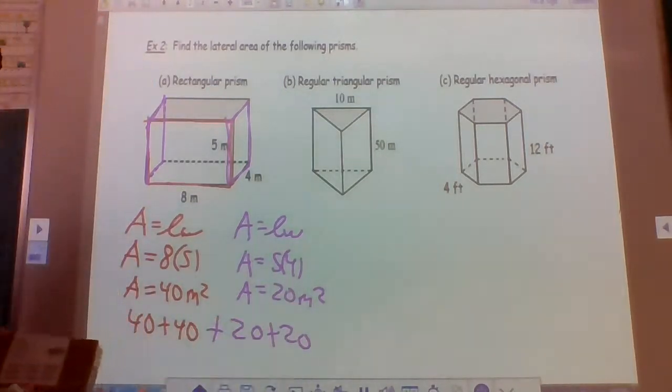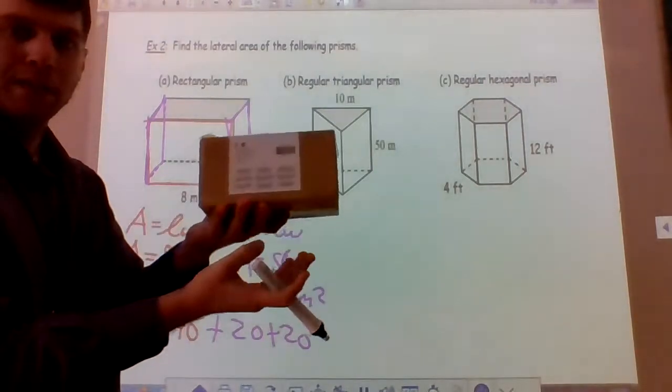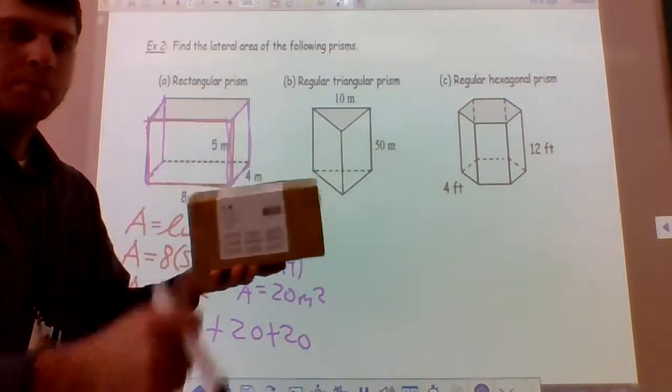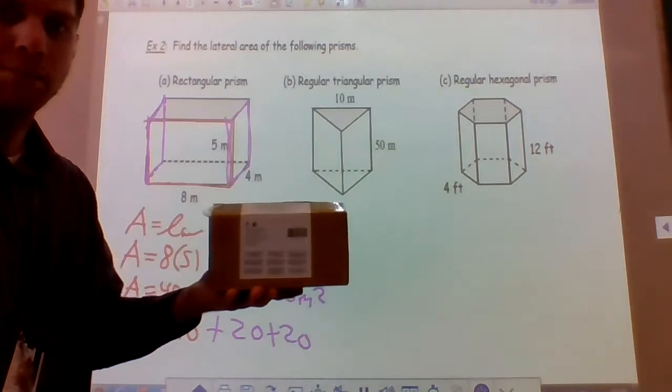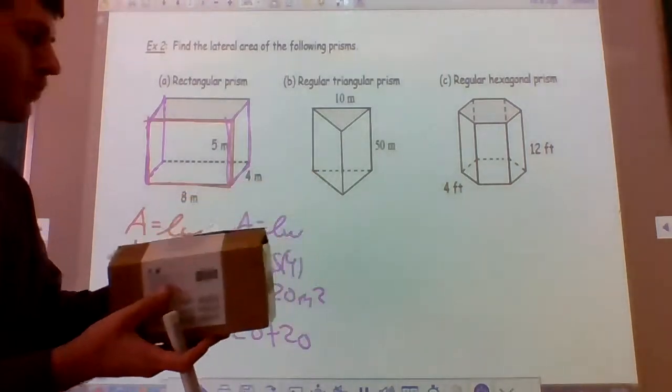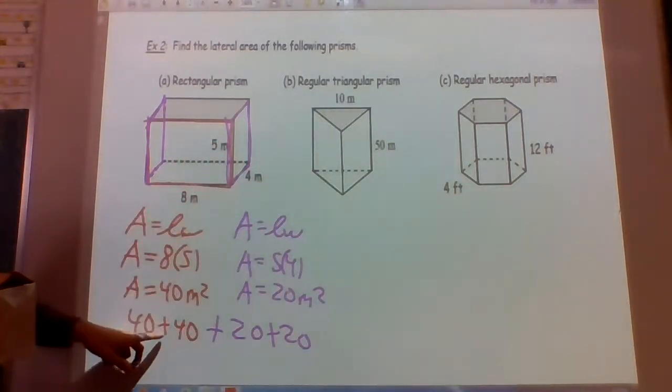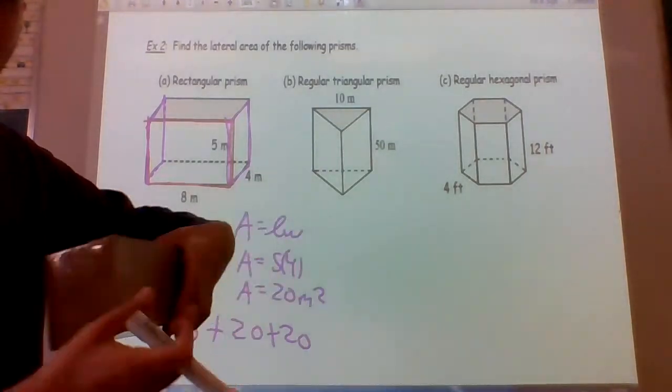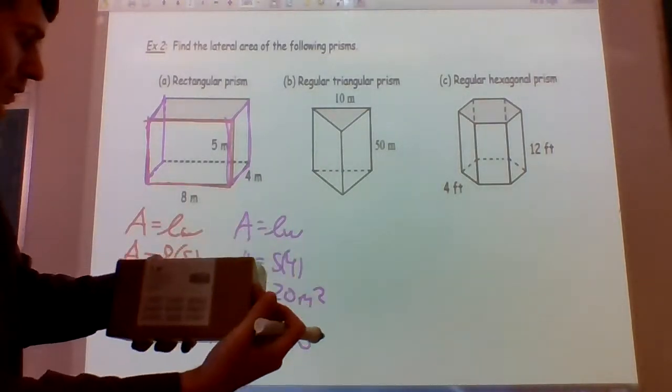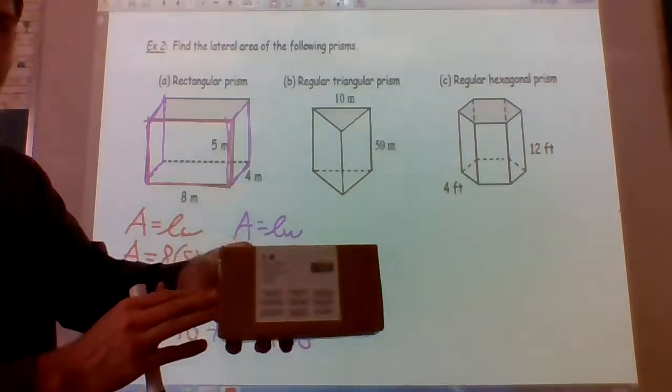So we've got to add our 4 lateral sides together. Our bases were 32 and 32. We got that in example 1. Here we're getting the front and the back. We're 8 by 5. So that was 40 and 40. The front was 40 meters squared. The back was 40 meters squared. We found the right to be 20 meters squared and the left to be 20 meters squared.